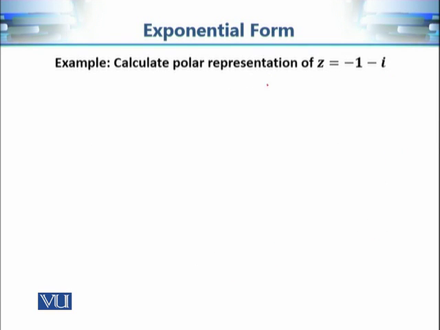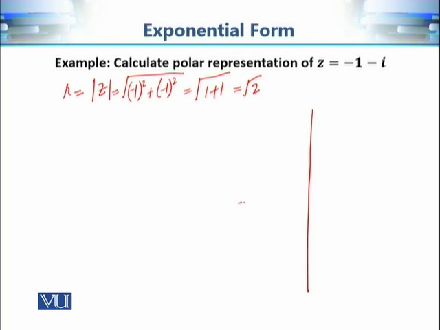Now let's follow these steps to find out the polar representation of this complex number. The complex number is -1 minus iota. So the r coordinate can be calculated using the modulus of this z, which is equal to the square root of (-1)^2 + (-1)^2, which is equal to the square root of 1 plus 1, which is equal to square root 2.